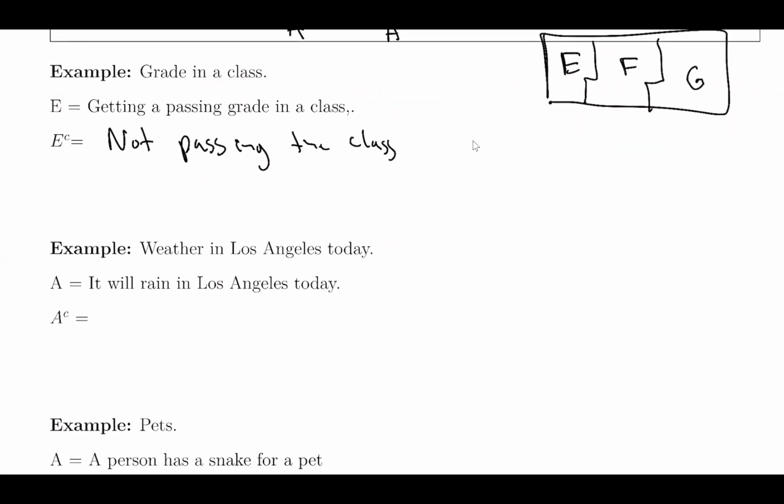So let's do this next one. It's weather in Los Angeles today. So event A says it will rain in Los Angeles today. What's the complement of that? Yeah, so it'll say it will not rain in LA. There you go, animate with the not.